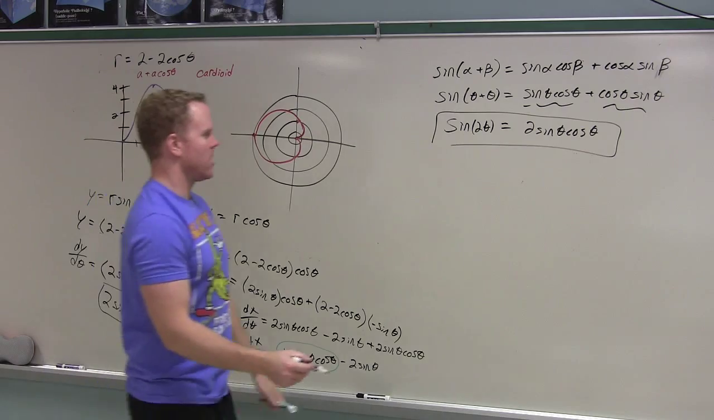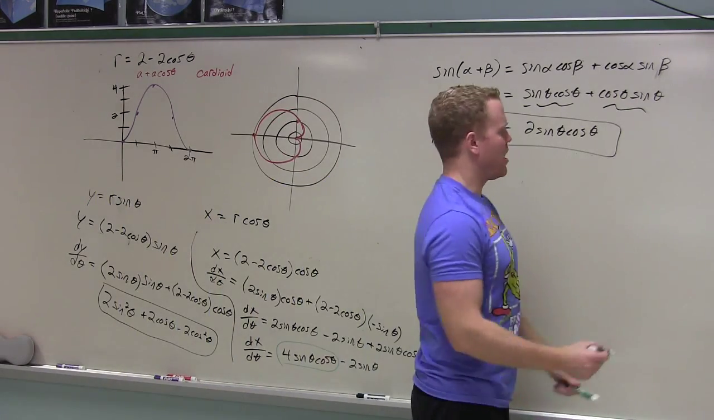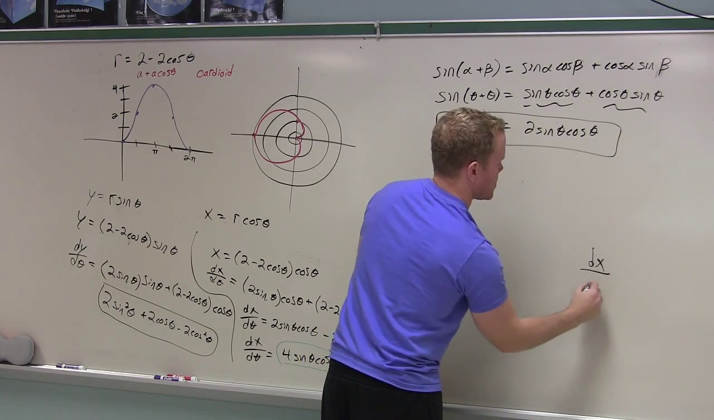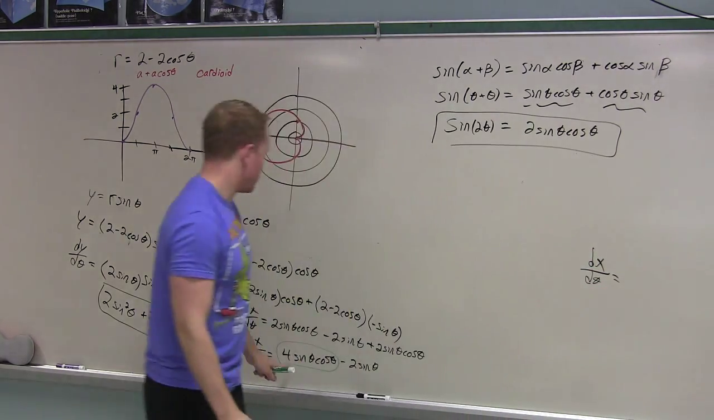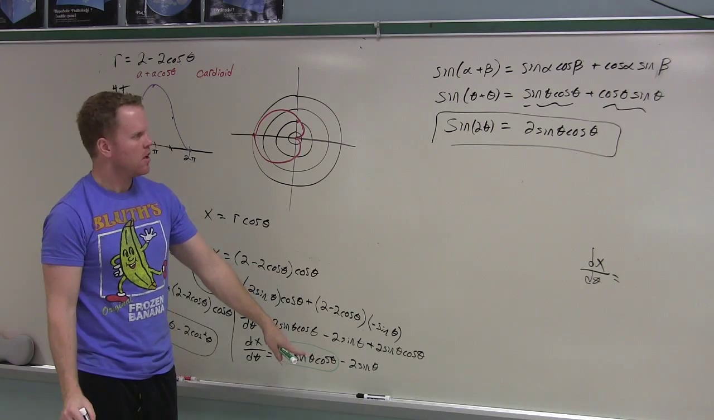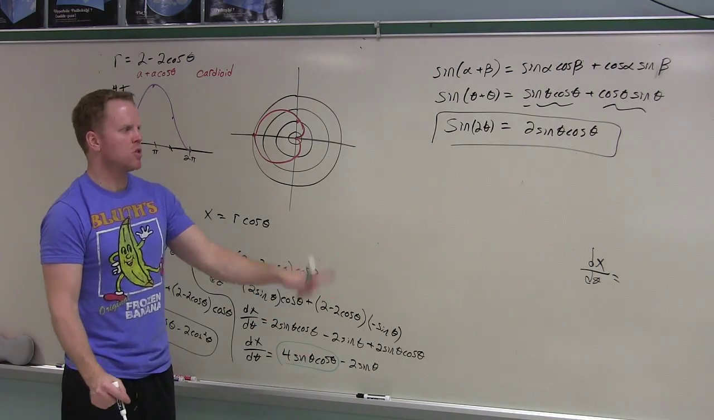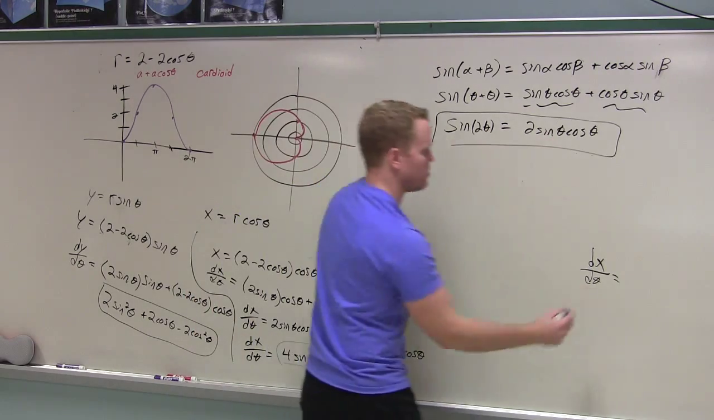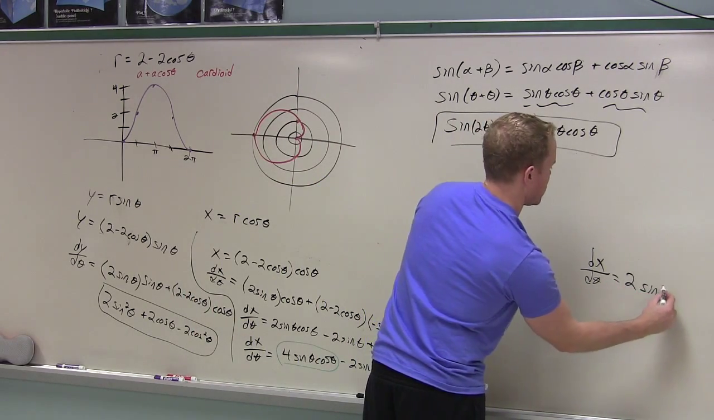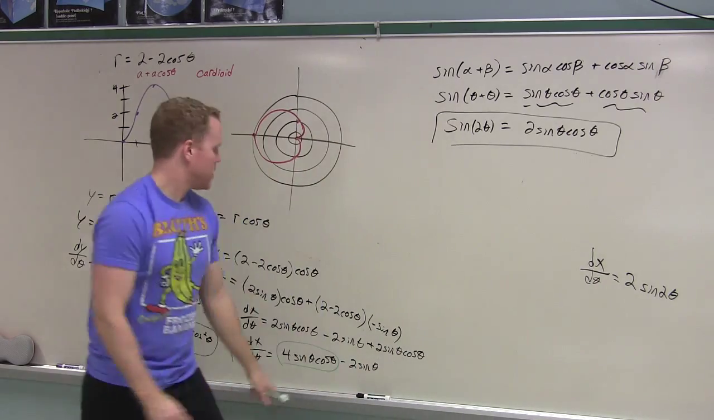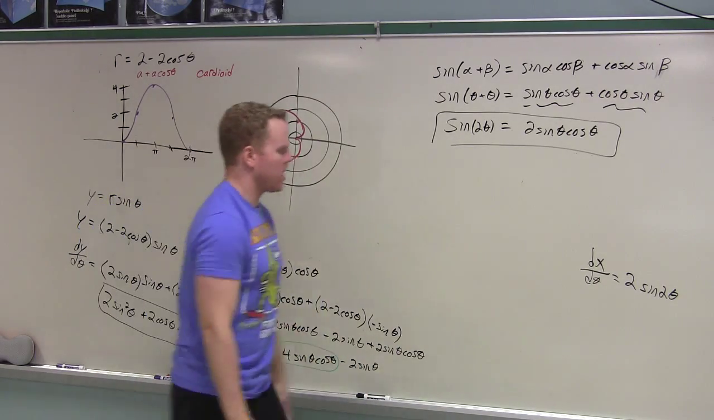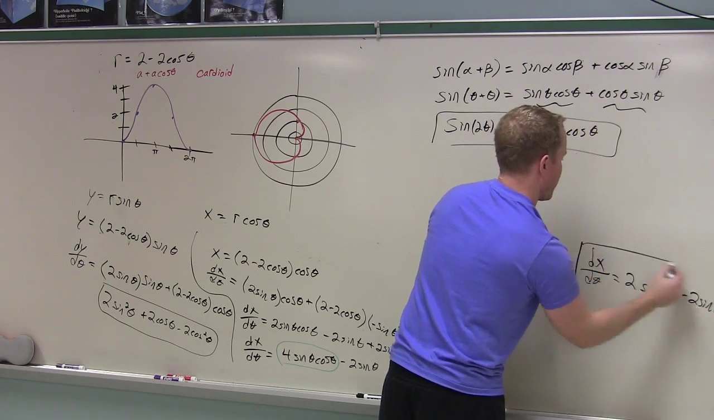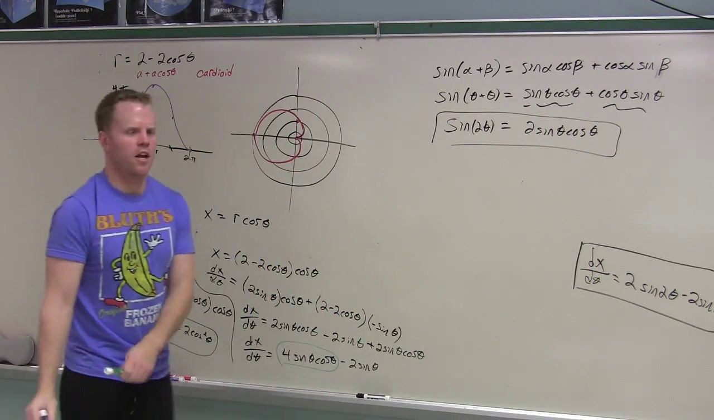So that should eventually give us that our nicest version of dx/d theta is, we have 4 sine cosine, so that should be 2 times 2 sine cosine, aka 2 of those. We should have 2 sine 2 theta. And then we still have this minus 2 sine theta. That's probably our nicest version of dx/d theta.